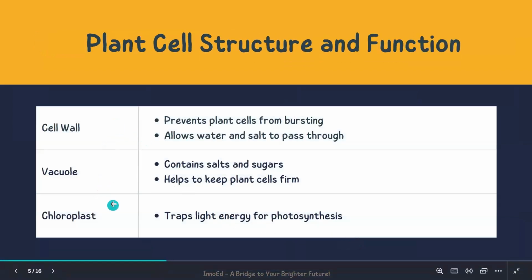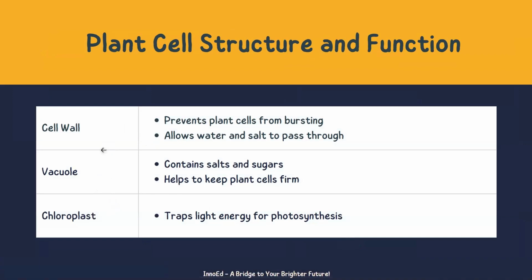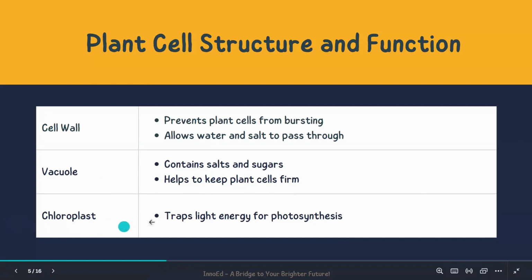These are the structures that are only present in plant cells. The first one, cell wall. Cell wall prevents the plant cells from bursting because they are firm and rigid. It allows water and salt to pass through freely. Vacuole, often called permanent vacuole. It contains salts and sugars. It helps to keep plant cells firm. Chloroplast. Chloroplasts trap the light energy for photosynthesis.